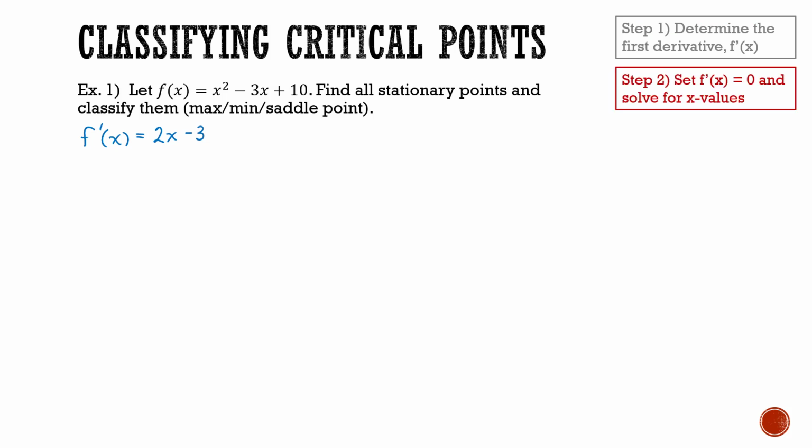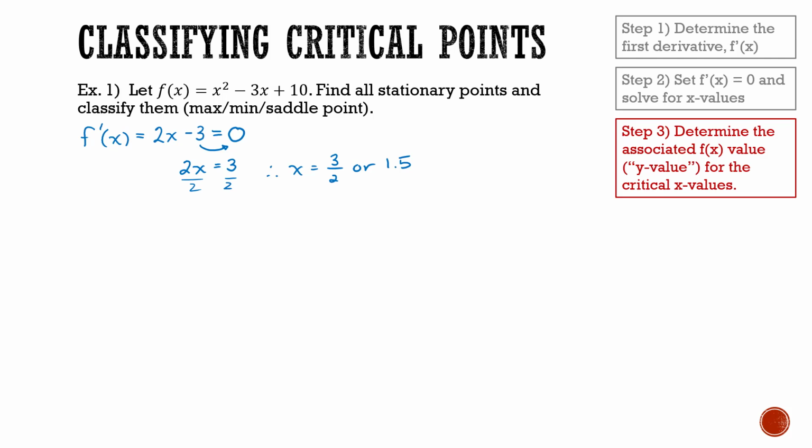Step 2, I'm going to set f prime of x equal to 0 and solve for the x values. So I'm going to set this derivative to be equal to 0, and I'm going to solve for x. So I'm going to move this 3 over to the other side of the equation. 2x is equal to 3. I'm going to divide both sides by 2. And I get x is equal to 3 halves or 1.5. So now I know where the critical x value is. This is what we're going to refer to as the critical x value. Step 2 is done.